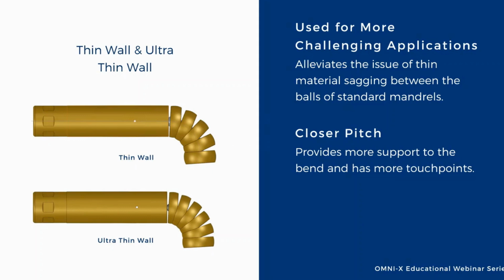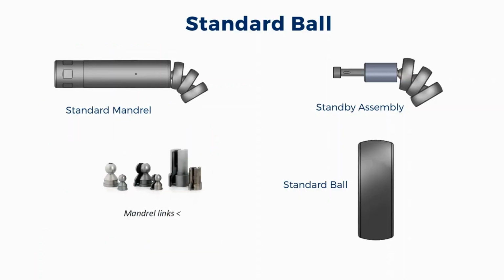All the mandrels can be taken apart and reassembled by the user. Each of the components can be purchased separately. In the case of the ball mandrel, customers initially purchase a complete assembly. Then when the components wear or need replacing, they buy individual balls and links to replace the worn components, and you can purchase what is called a standby assembly that is shown up here in the upper right corner. And that's basically the entire mandrel without the shank.